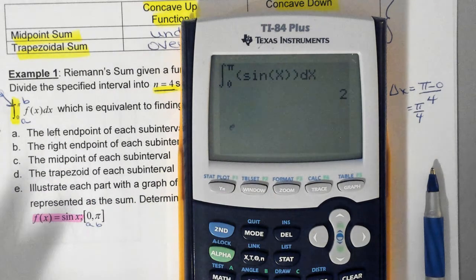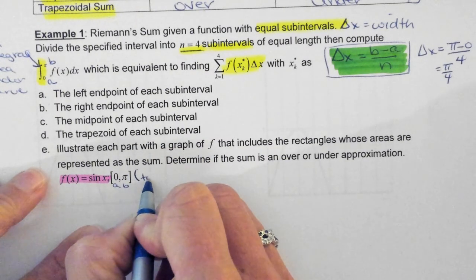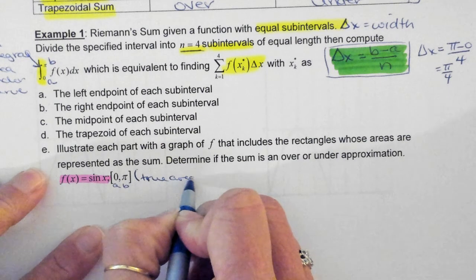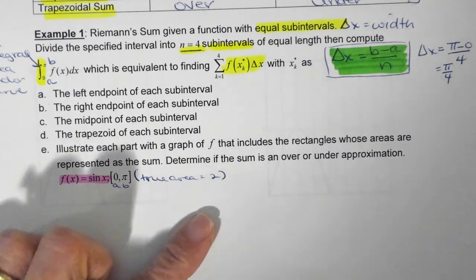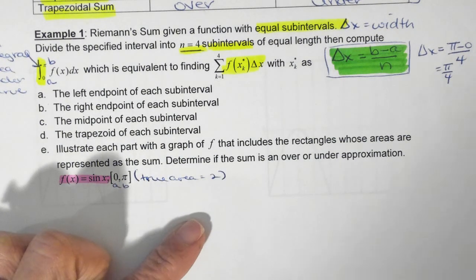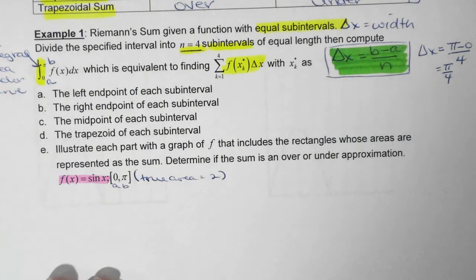Okay, so that means the true area under the curve from 0 to pi is 2 units, whatever the units are. So what we're going to do in parentheses right here, just so that we have it, the true area is equal to 2. If you don't remember how to do this, you need to make sure you practice and know where things are in the menu, because you're going to be asked for it.